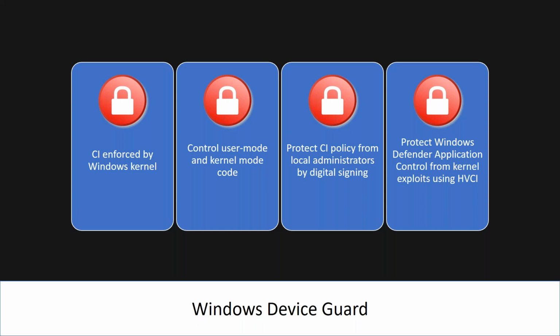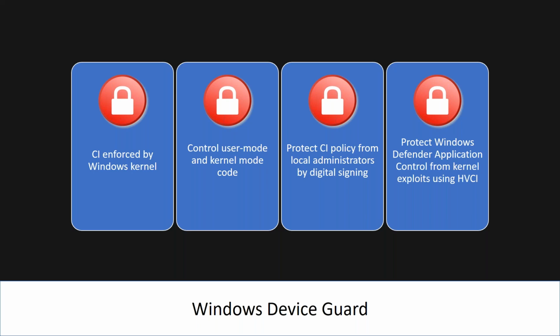Okay, so device guard, what does this mean? This is application control and exploit guard together. Okay, so you can see here on the slide that we have code integrity policies enforced by the kernel. How does this differ from AppLocker? You can protect not just user mode code, but also code that runs in the kernel itself, like kernel mode drivers. You can protect these code integrity policies from local administrators.